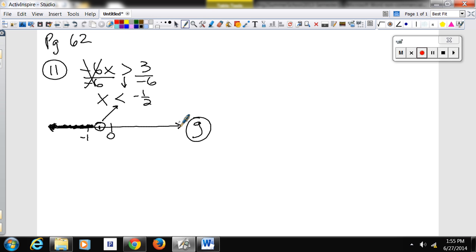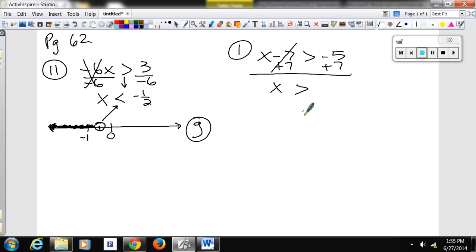When you get to the written exercises at the bottom, page 62, number 1, you're going to take x minus 7 is greater than negative 5, and you're simply going to solve it. In this case, we would add 7 to both sides. You're going to get x is greater than, and that's going to be a positive 2 when you combine those. You've got to subtract them because they're different, that's more positive.